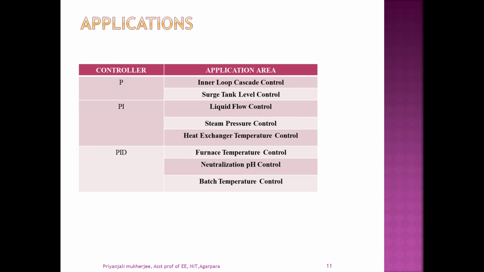Any offset associated with use of only a P controller is typically corrected by the outer loop as long as the outer loop is not excessively slow.